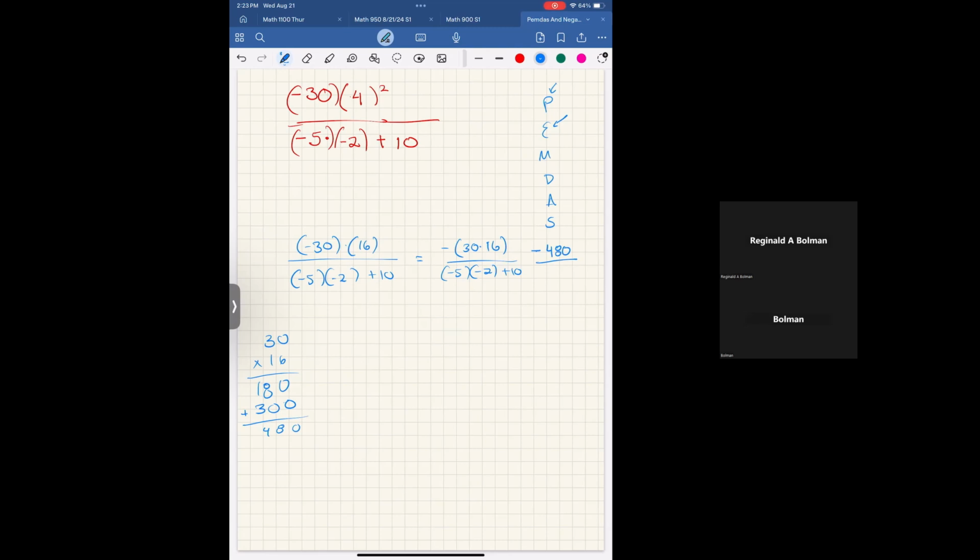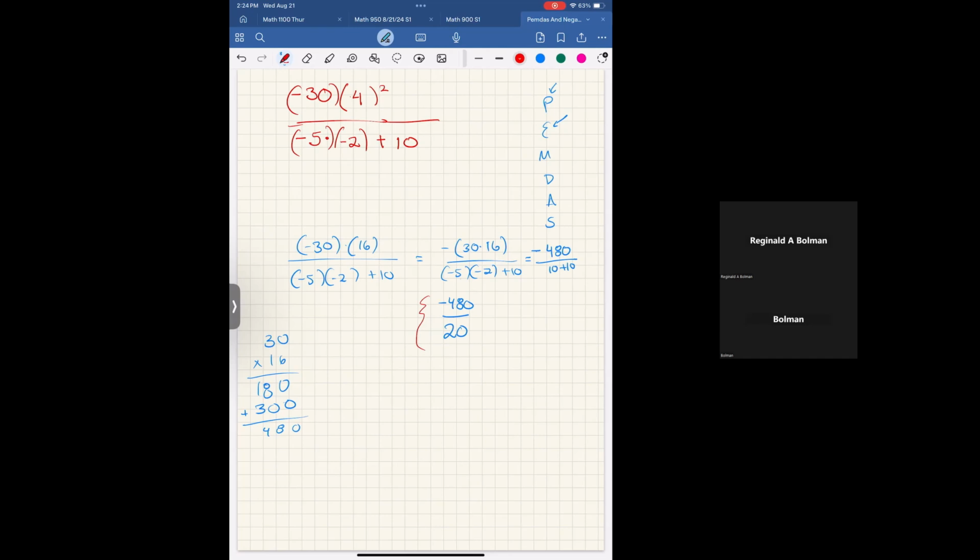Now in your denominator, negative and negative is a positive. 5 times 2 gives you 10. So you now have in your denominator 10 plus 10. Let's go ahead and focus on that denominator. 10 plus 10 gives us 20. So we'll have negative 480 on top, all divided by 20.